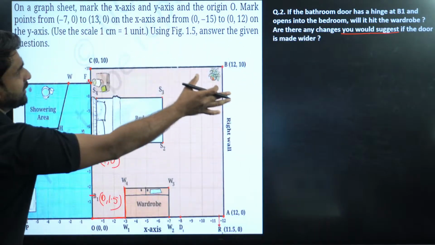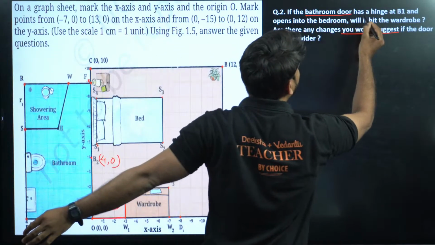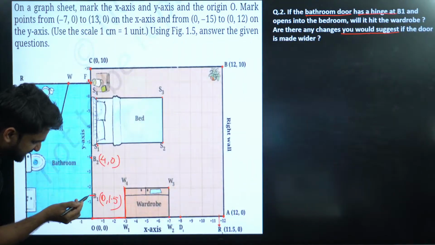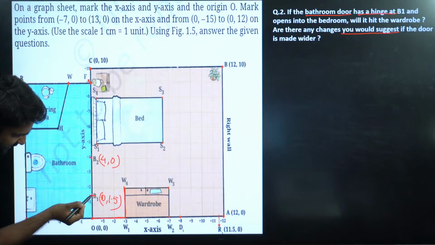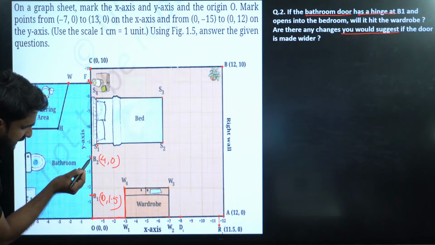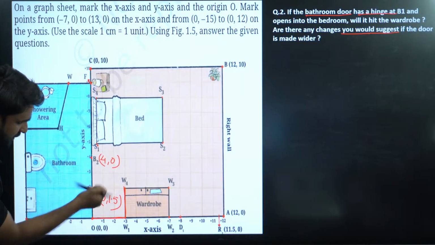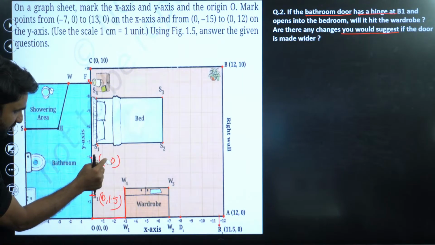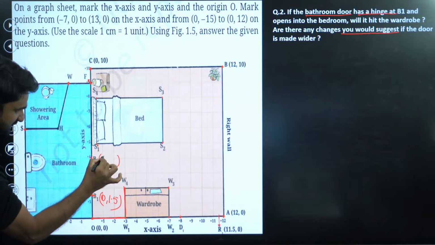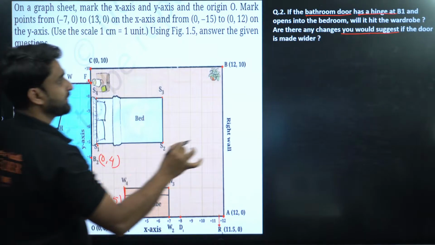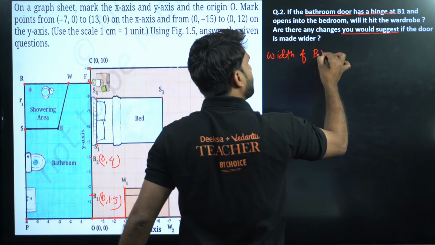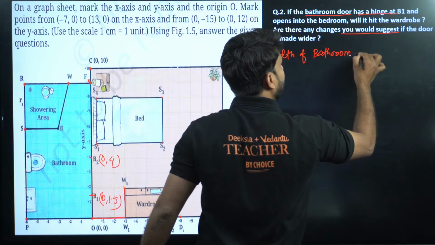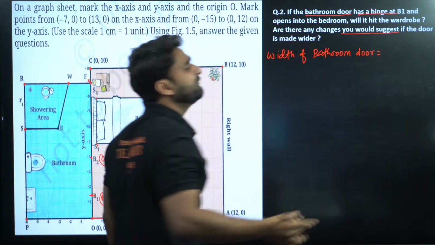Okay, listen. The question is, if the bathroom door has a hinge at B1, so this is B1 here, and the coordinate of B1 will be 0, 1.5, because this B1 is exactly at the midpoint of 1 and 2, and B2 is at 4, so the coordinate will become 0, 4, because x coordinate will become 0. Now if I ask you the width of the bathroom door, come on, find this width. What will be the width of the bathroom door?